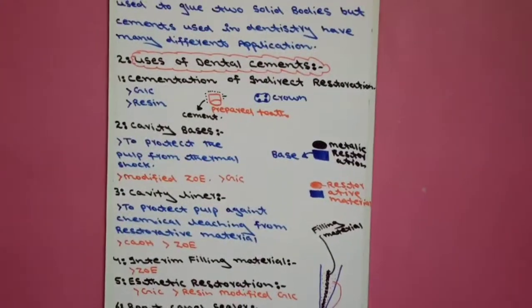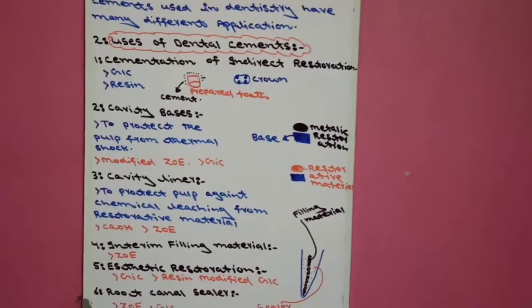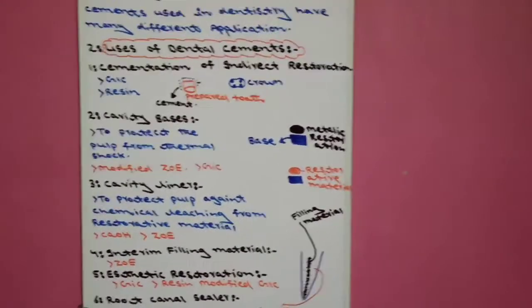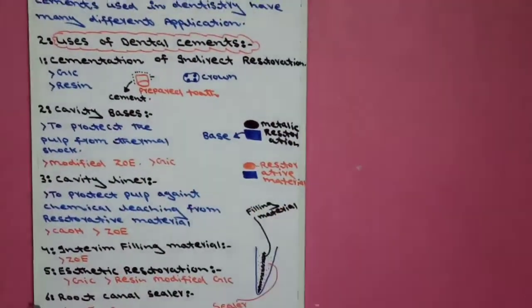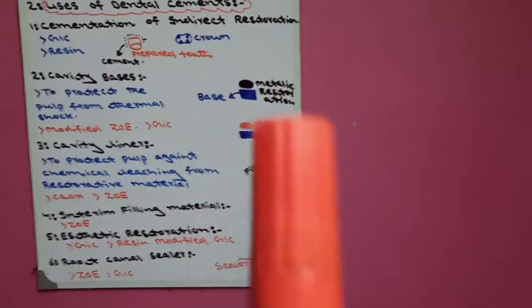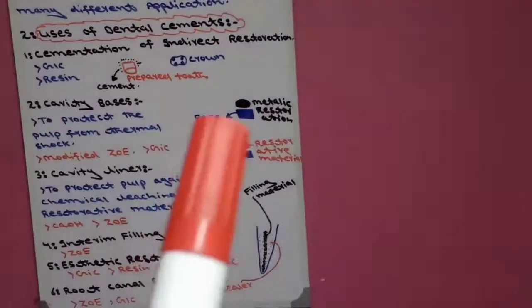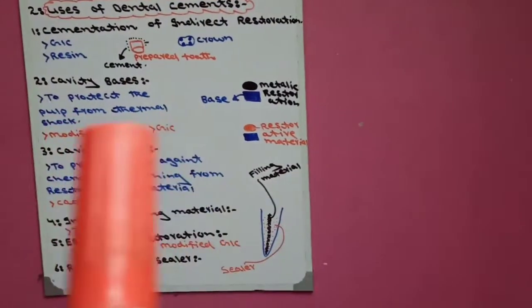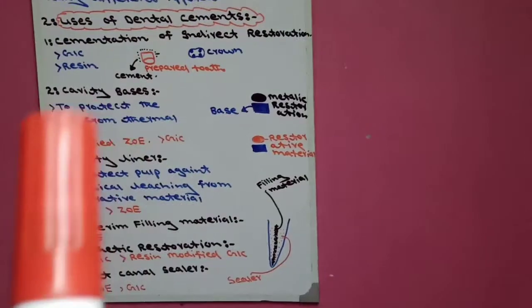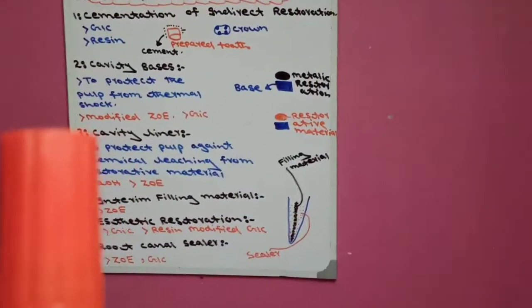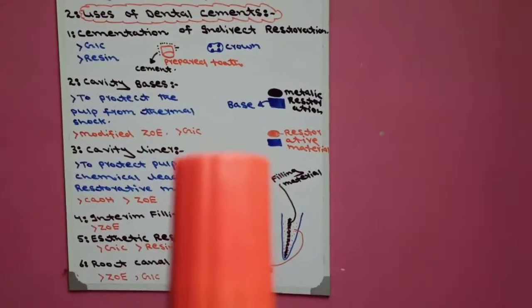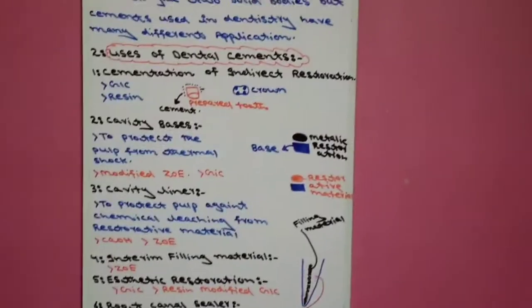Now, to prevent thermal conduction of the metallic restoration, we give a cavity base. We use cement as a base below the metallic restoration. Below the metallic restoration, we give a cement base to protect the pulp from the thermal shock of the metallic restoration. This is the second use. Now, which cement do we use as a cavity base? Modified zinc oxide eugenol and glass ionomer cement. This is the second use of dental cement.